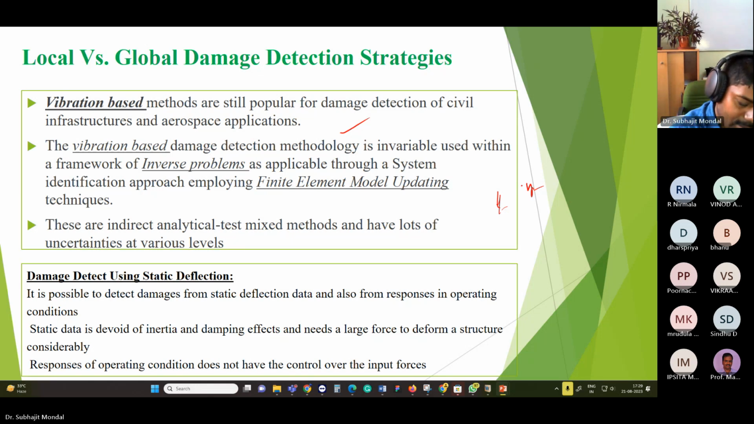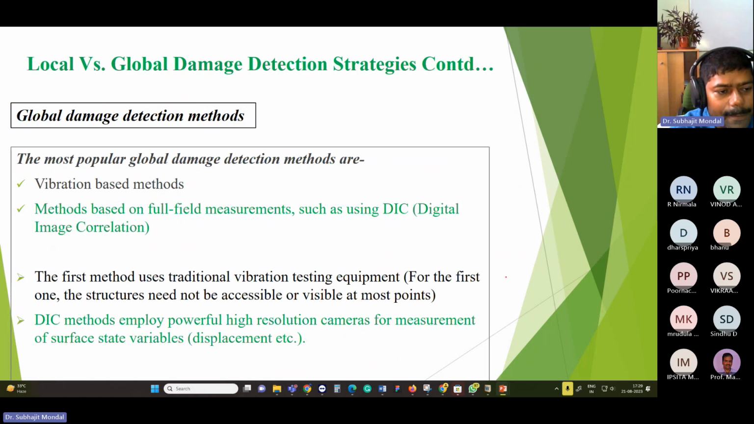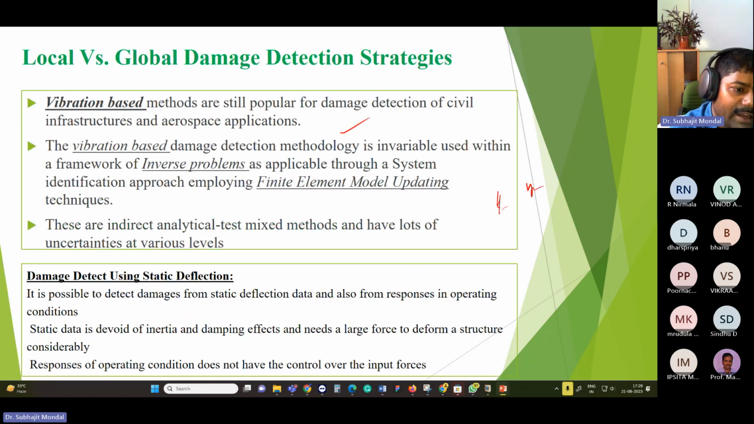In NDT testing, we already discussed acoustic, ultrasonic and the rest. I'm going to show you how we can use those methods. And then we have the vibration based method, which was already discussed. Another method is static deflection, where the demonstration uses static data, but it is very difficult to get the deflection in static conditions. You have to apply a huge amount of load, and measuring the deflection in a real structure is difficult.